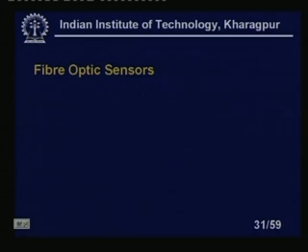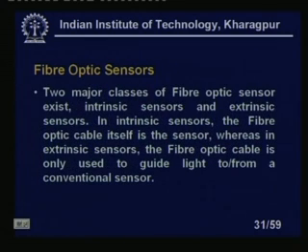Now, let us look at the two major classes of fiber optic sensors: intrinsic sensors and extrinsic sensors. In intrinsic sensors, the fiber optic cable itself is the sensor, whereas in the extrinsic sensor, the fiber optic cable is only used to guide the light to and from the conventional sensor. So, that is not actually the sensor as such.